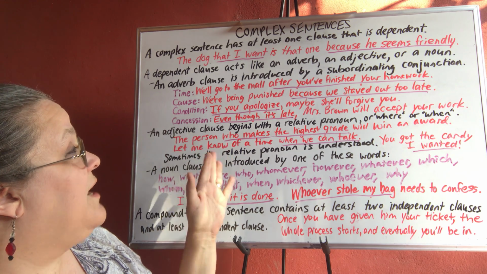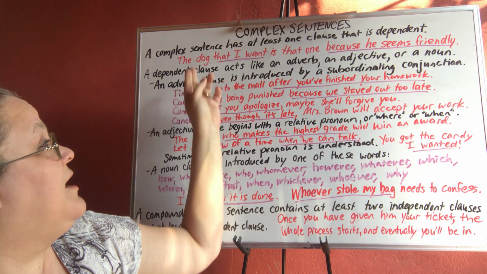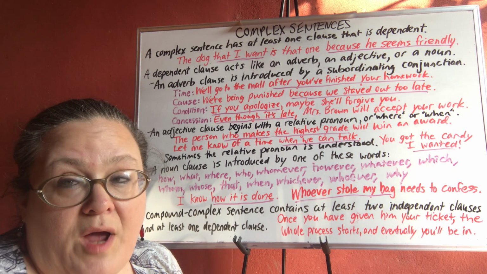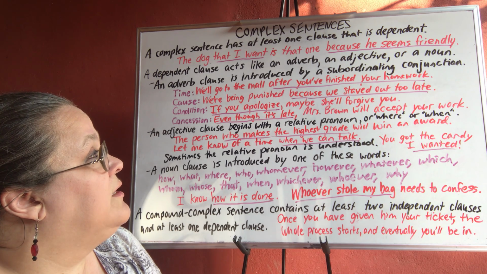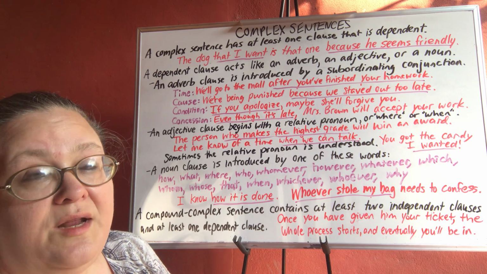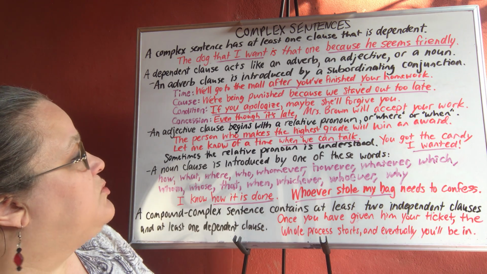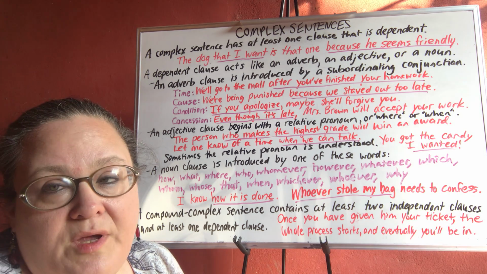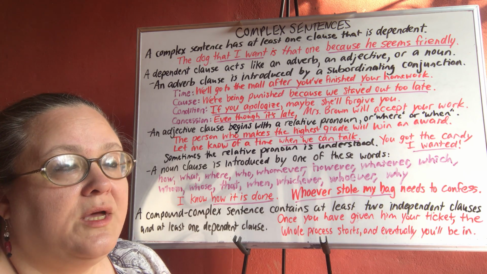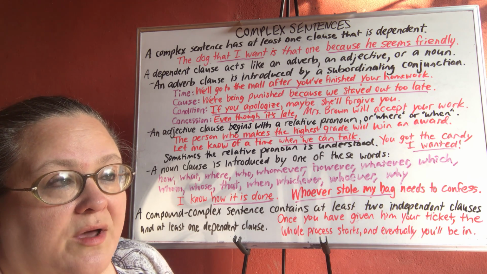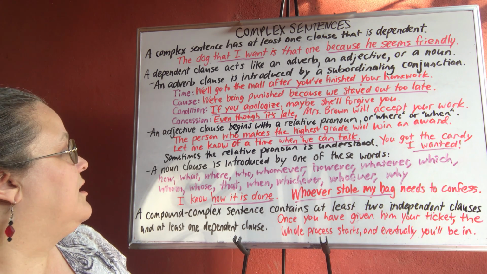A dependent clause acts like an adverb, an adjective, or a noun. In this sentence, that I want tells which dog, so we're acting like an adjective. And because he seems friendly tells why, and so it's acting like an adverb. An adverb clause like this is introduced by a subordinating conjunction, and we have had lists of those before. You can always Google a list of subordinating conjunctions, the most common ones being if and because. And they have the same functions as adverbs.